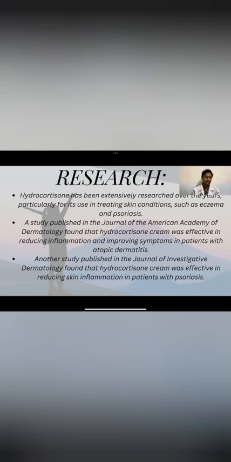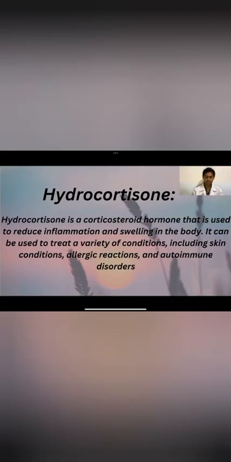And then hydrocortisone has been extensively researched over the years, particularly for its use in treating skin conditions such as eczema and psoriasis. A study published in the Journal of the American Academy of Dermatology found that hydrocortisone cream was effective in reducing inflammation and improving symptoms in patients with atopic dermatitis. Another study published in the Journal of Investigative Dermatology found that hydrocortisone cream was effective in reducing skin inflammation in patients with psoriasis.